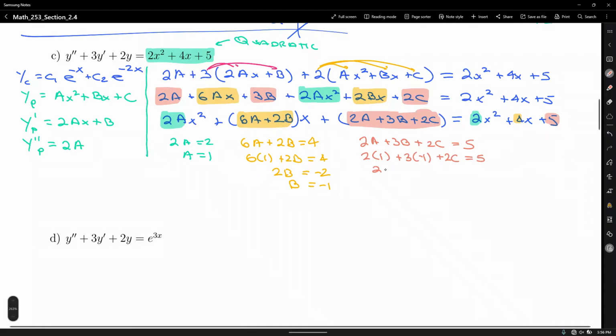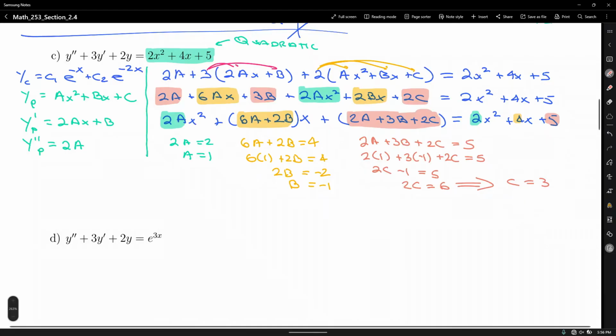So this is the same as saying 2c, what does that reduce to? 2 times 1, which is 2, plus 3 times negative 1, which is negative 3. That's 2 minus 3, which is negative 1, so minus 1. Is that equal to 5? So 2c equals 6. And then from here, c equals 3. So we just found the undetermined coefficients by equating the coefficients, of course.